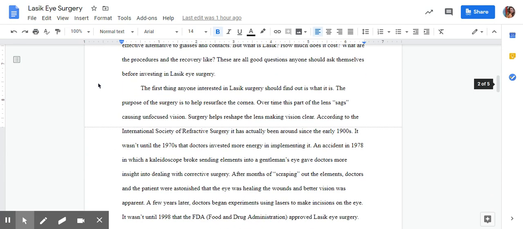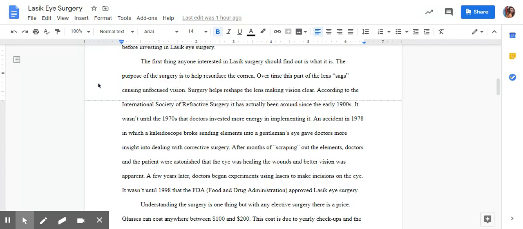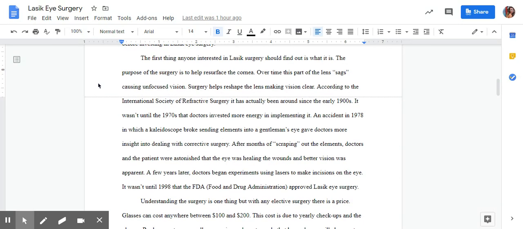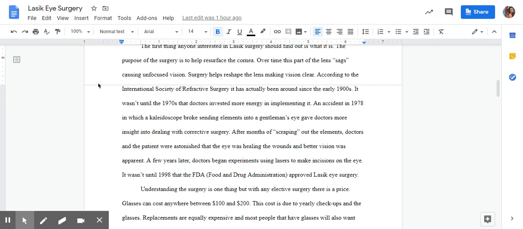The first thing anyone interested in LASIK surgery should find out is what it is. The purpose of the surgery is to help resurface the cornea. Over time, this part of the lens sags, causing unfocused vision. Surgery helps reshape the lens, making vision clear.